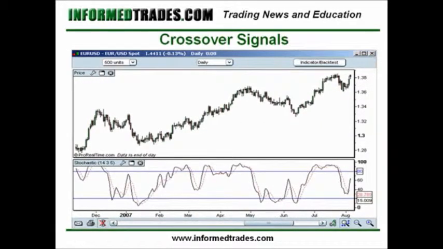The second way this can be traded is crossover signals. Remember from earlier, the %K line is the faster line, the %D line is the slower line. So when the %K line crosses above the %D line, this is an indication that it may be a good place to buy, and when the %K line crosses below the %D line, this is an indication that it might be a good place to sell. And this is basically a way for aggressive traders to catch earlier signals, particularly from overbought and oversold areas.